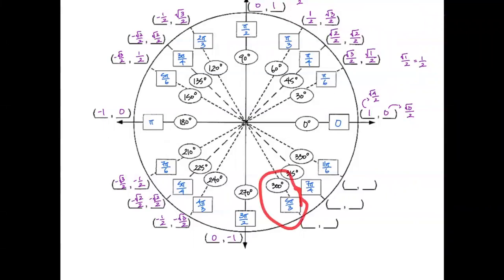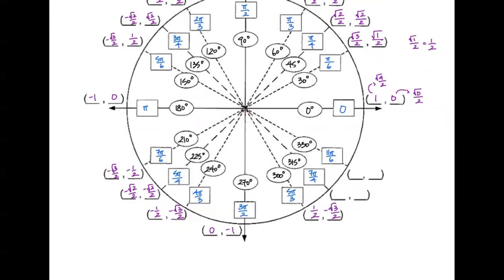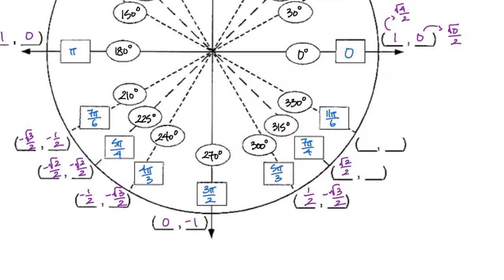What's the reference angle for 5π/3? In other words, here's my terminal side. If I want the smallest angle where I get back to an x-axis, that is going to be precisely π/3. So I grab the π/3 coordinates, which is 1/2. I keep the x positive, but I make the y negative. And I can continue doing that for all of them. √2/2, -√2/2, √3/2, -1/2.